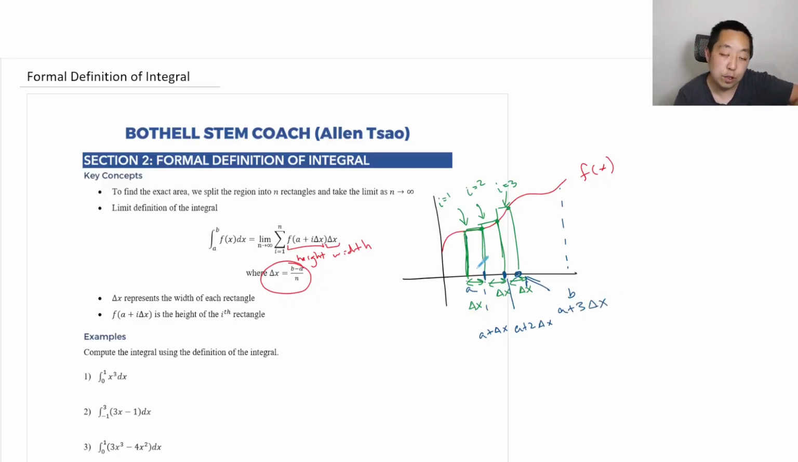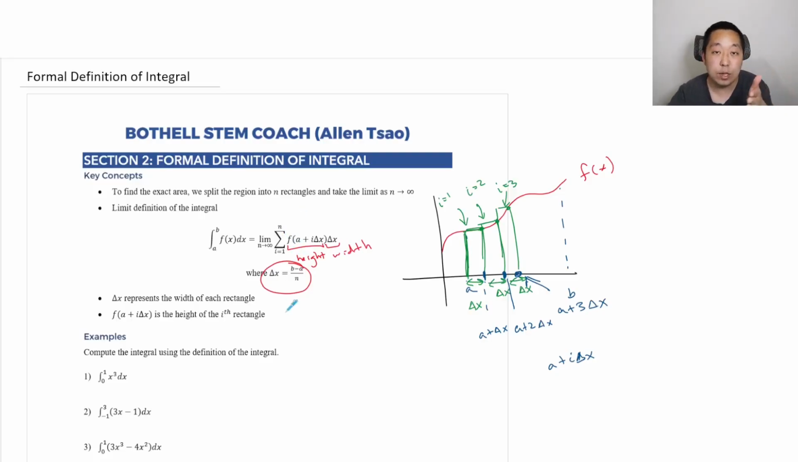So for the first rectangle, the x coordinate you use for the height is a plus 1 delta x, then a plus 2 delta x. So for the ith rectangle, an arbitrary rectangle, it's a plus i delta x. And that's where this inside part comes from. So f of a plus i delta x is the height of that rectangle. Delta x is the width, so that gives the area of a single rectangle. And this sum says I'm going to add up all the rectangles from 1 to n.